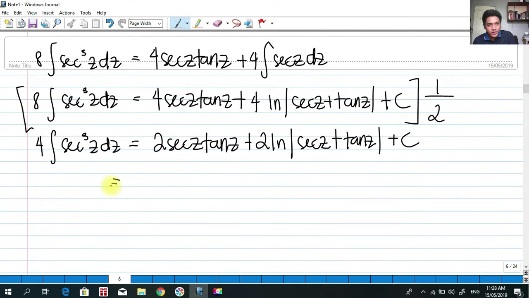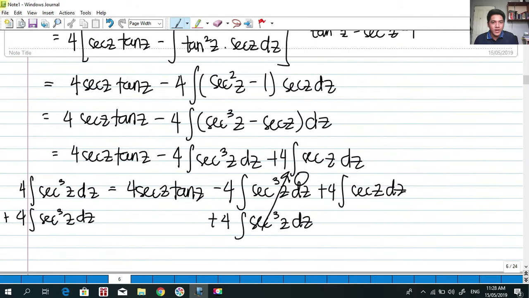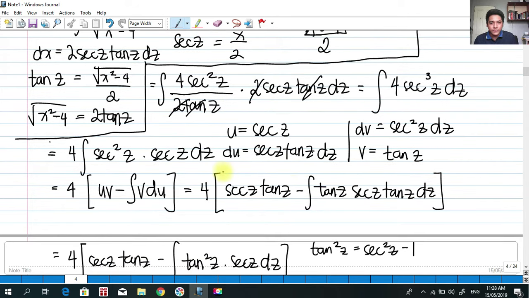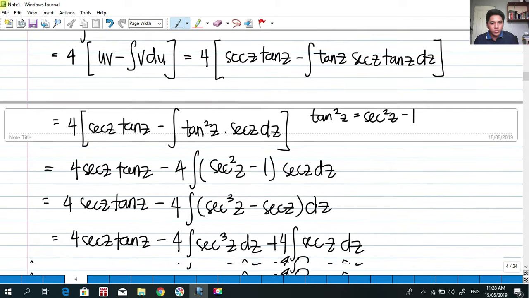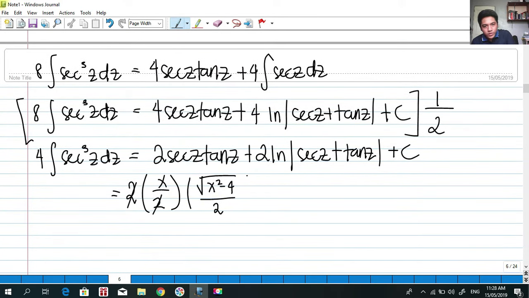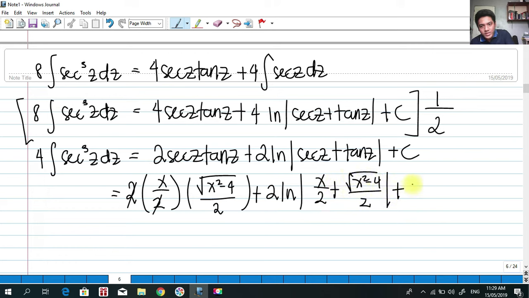Okay? So secant z is x over 2. So we have here 2 times the x over 2. Those 2 will cancel. Times the tangent z. Tangent z is equal to square root of x squared minus 4, if I'm not mistaken, over 2. Plus 2 ln of the absolute value of secant z, which is x over 2, plus square root of x squared minus 4 over 2, plus c.